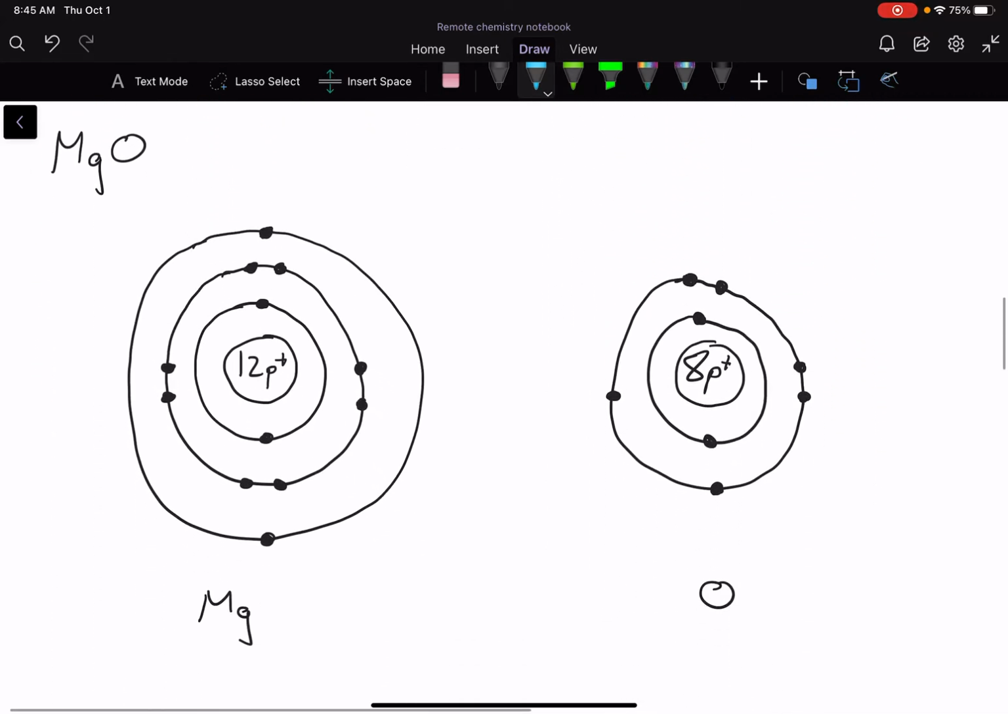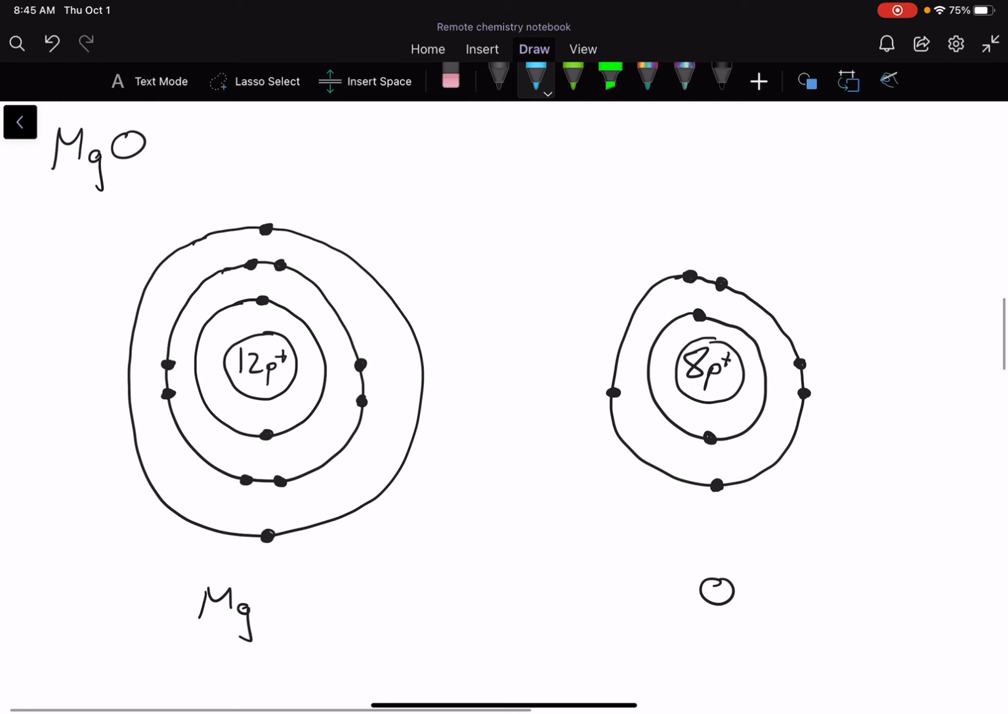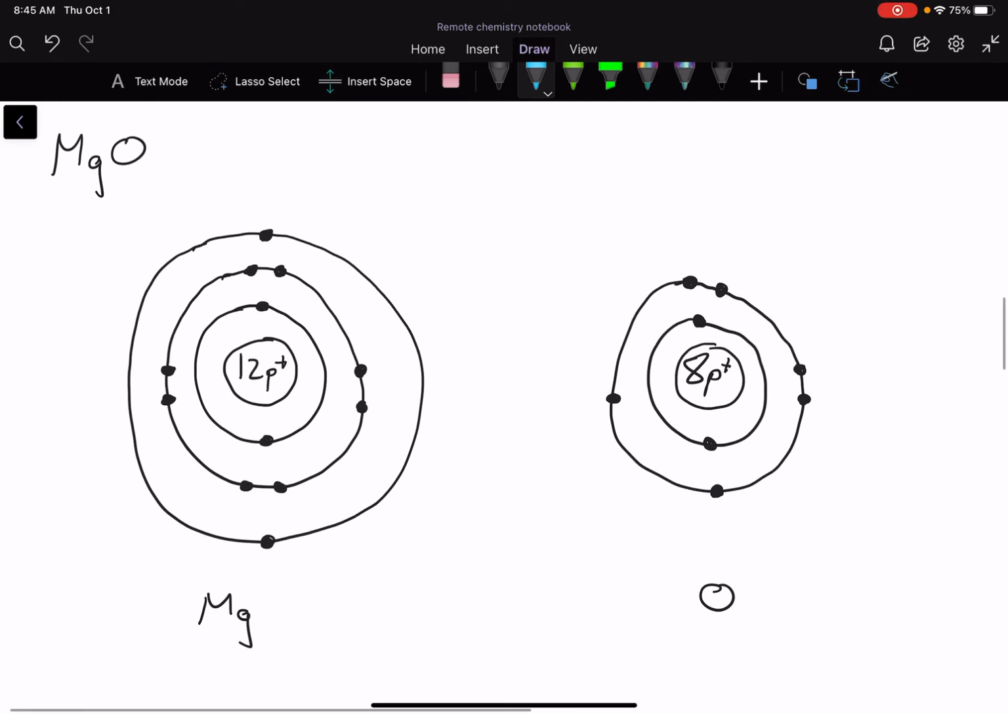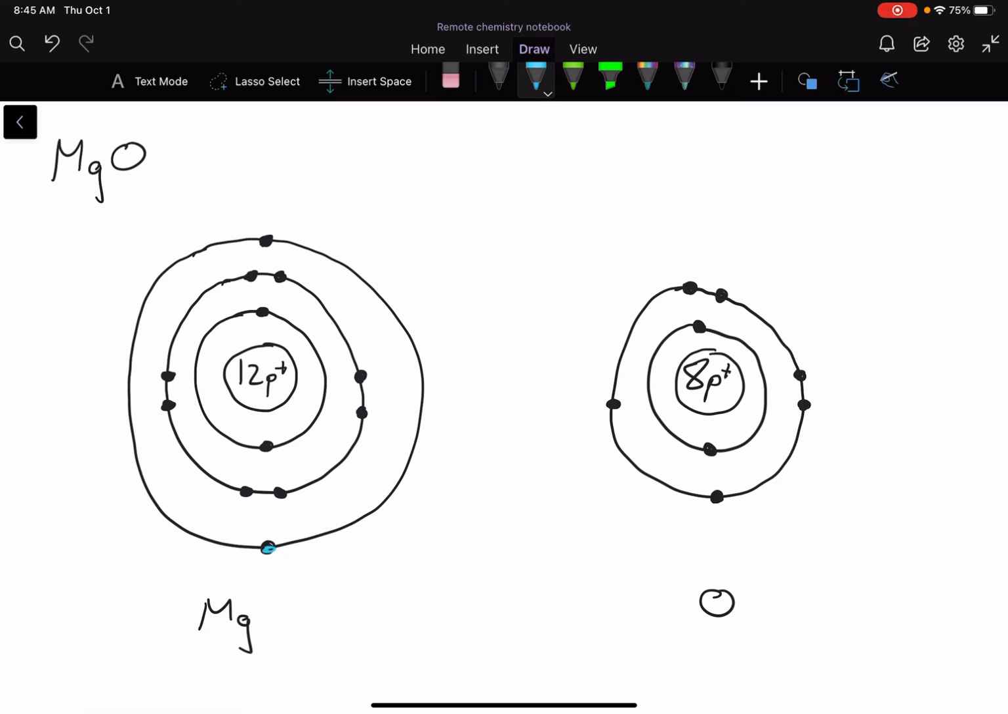Okay, let's look at another example. So now we have MgO. Magnesium has 2 valence electrons. Okay, but underneath that third shell, there is a full valence shell. So we want to kind of reveal that shell and use that as its valence shell. Whereas oxygen has 6 valence electrons, and so it needs 2.